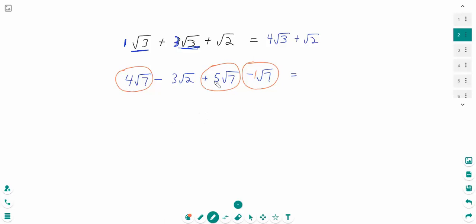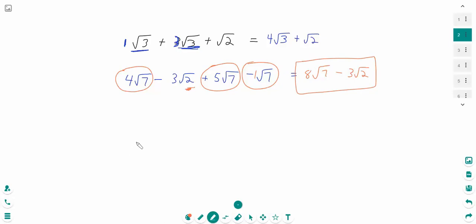4 plus 5 is 9. 9 minus 1 is 8. So we end up with 8 times the square root of 7. And then we have what's left over here, a minus 3 times the square root of 2. The square root of 2 doesn't combine with anything because it's not a like term with anything. So therefore, that is our solution.